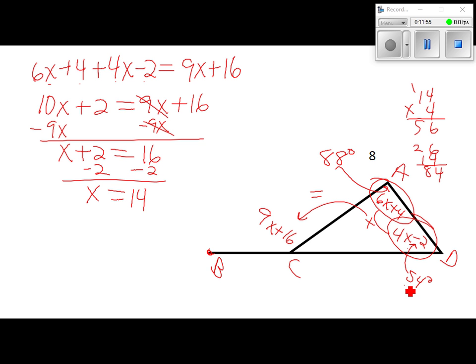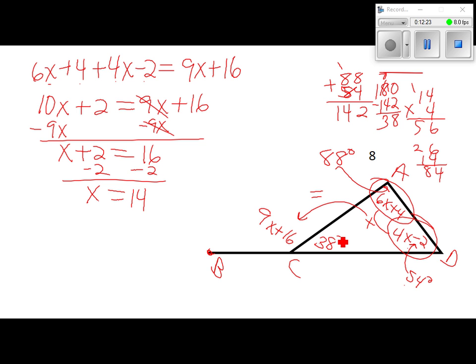And once we know those two angles, then we can find this third angle here, because the three angles of a triangle have to add up to 180. So 88 plus 54 is 142. Subtract that from 180, and we get 38 degrees. So this angle ends up being 38 degrees.